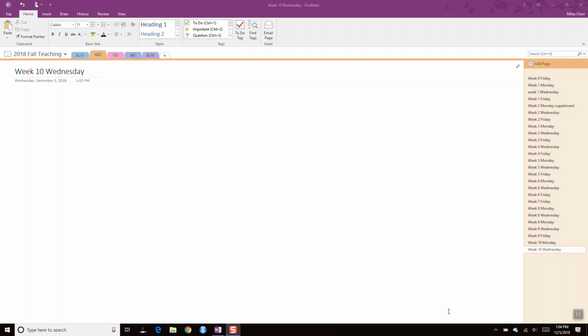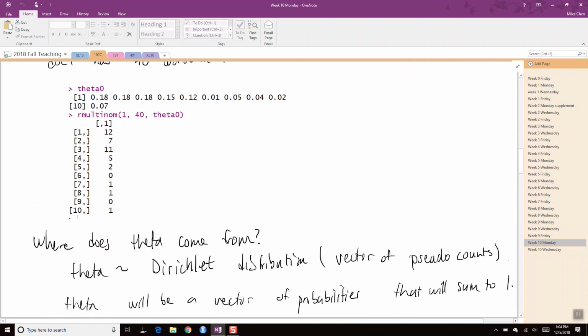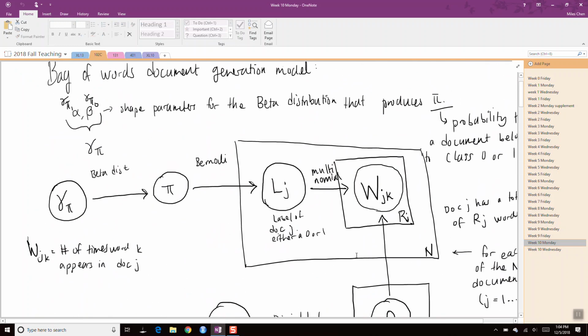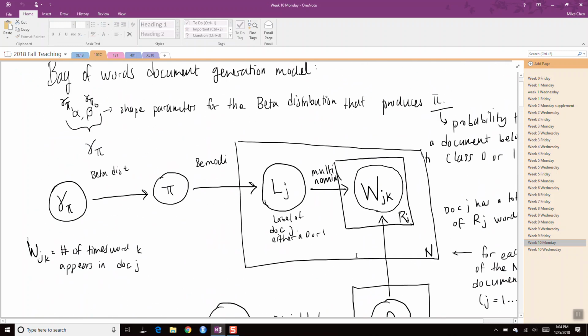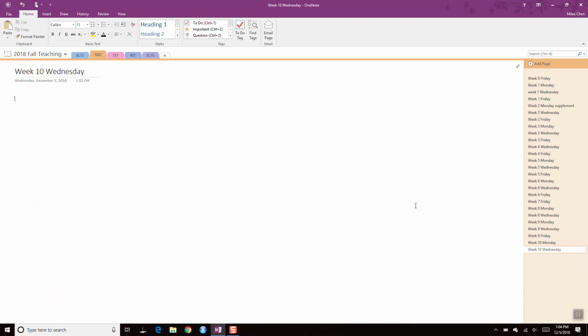All right, so we left off just talking about how this document classification will work, and I think there's still a lot of questions about how the multinomial, binomial, Dirichlet and beta distributions all work together. Okay.